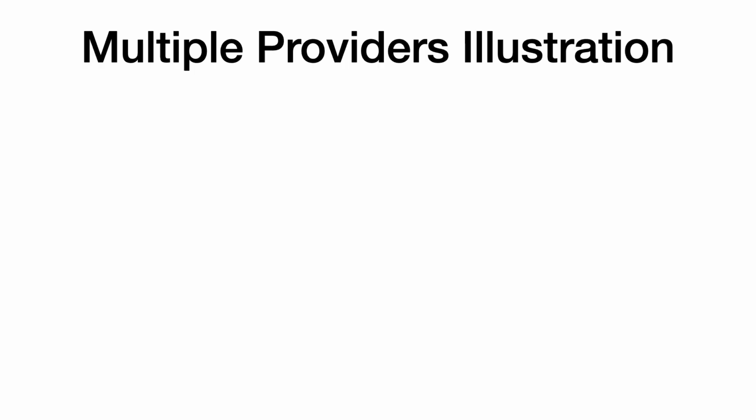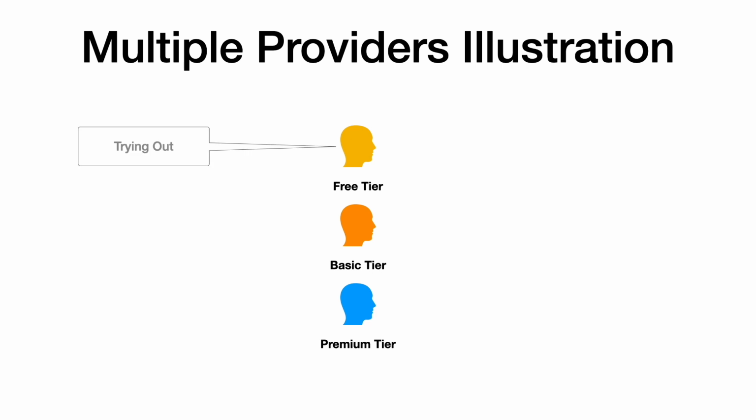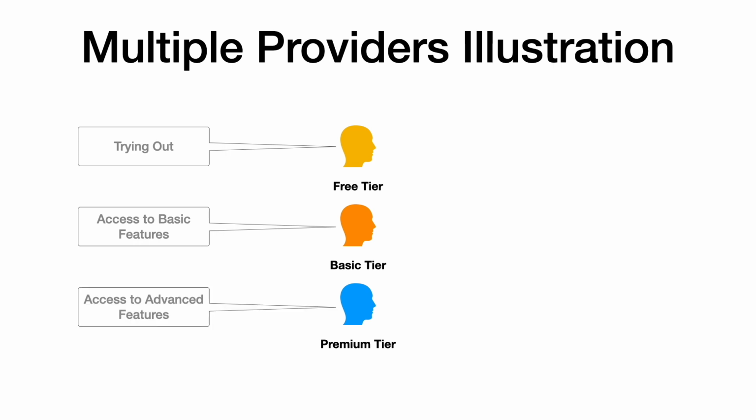Let's say, we want to make our to-do application as a paid service. I have three customer profiles. Free tier, where the users like to try out the features. Basic tier, where the users can access basic features of our application. Premium tier, where they can access the advanced features of our application.